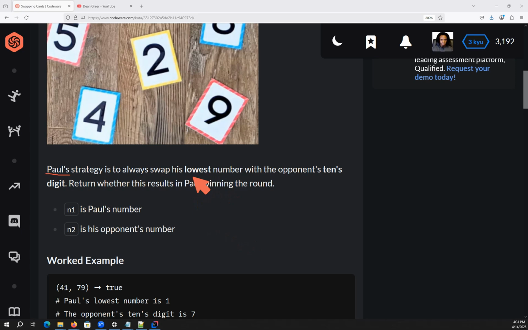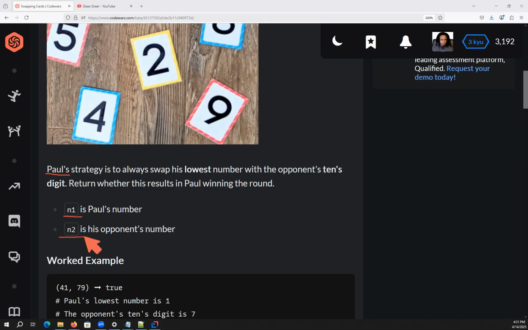Paul's going to do this strategy no matter what. He's going to take his lowest number and swap with the opponent's tens digit every single time, whether he's winning initially or not. Kind of a foolish strategy, but those are the rules we're playing with Paul. And Paul's going to be N1, and then the opponent's going to be N2.